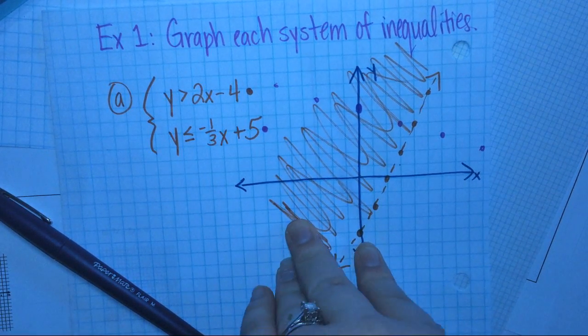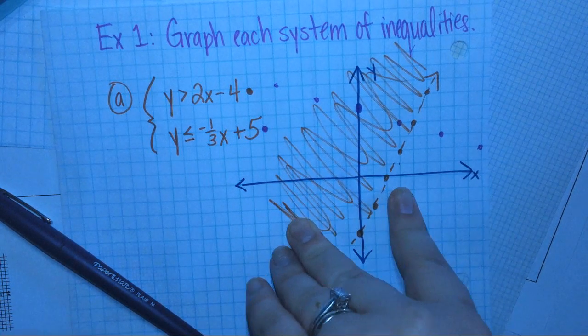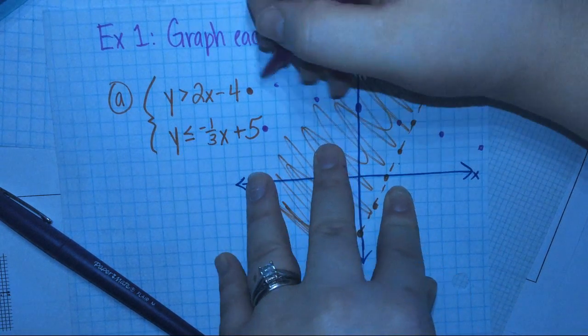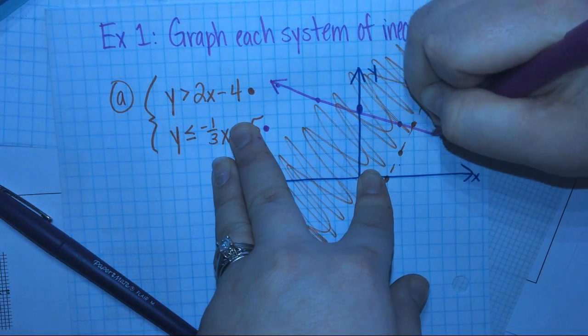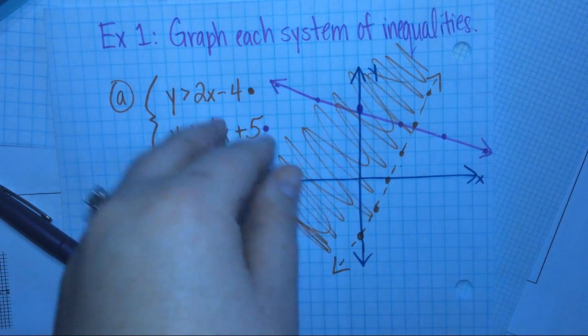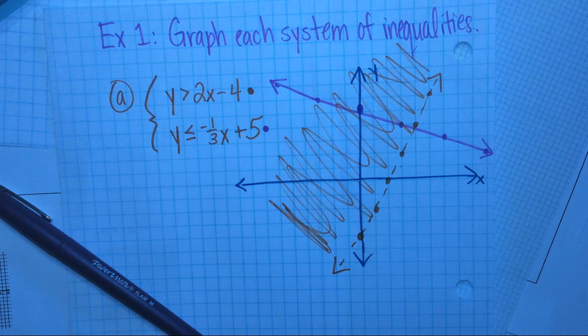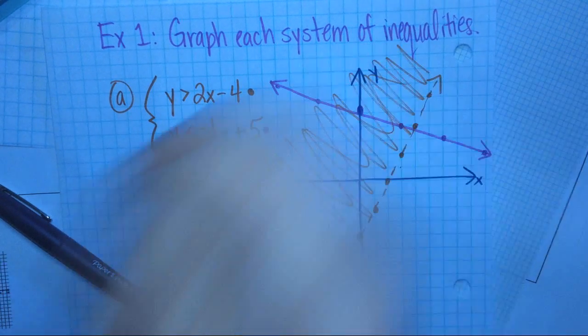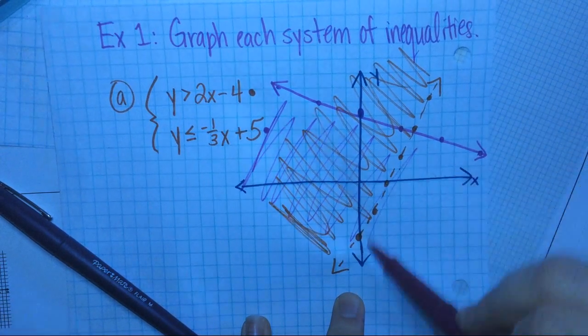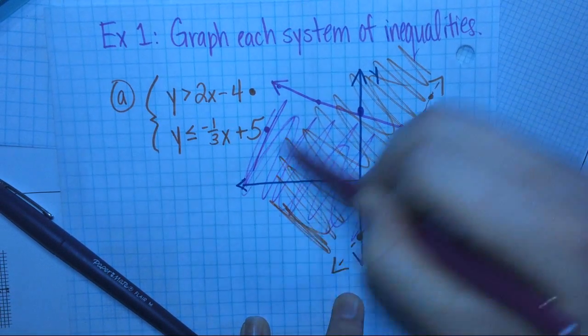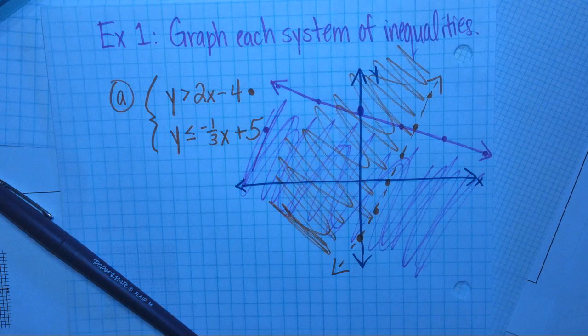Do I use a solid or a dashed line this time? I use a solid because it's less than or equal to. Okay, and then where am I supposed to shade with that pink line? Below, because it's less than or equal to. Perfect. And now it looks like we're doing complete gibberish in math class, but I swear this is what we want, and we'll talk about that in just a second.